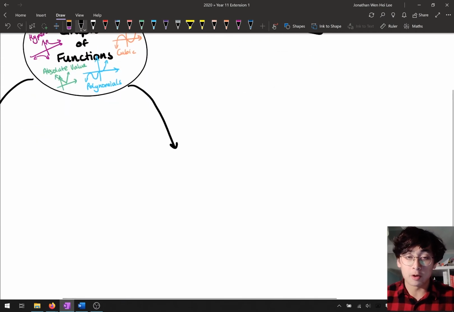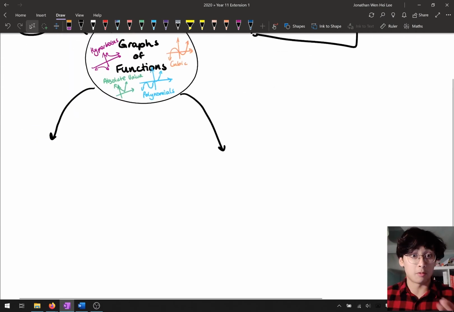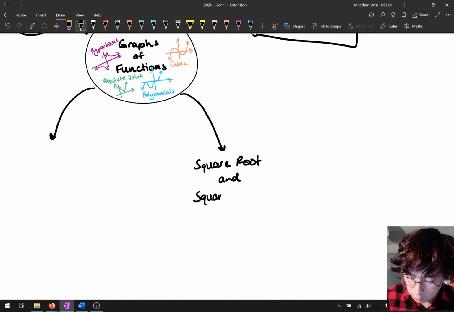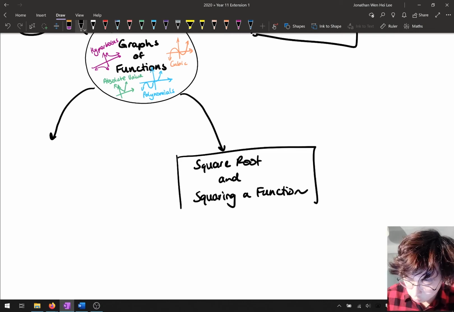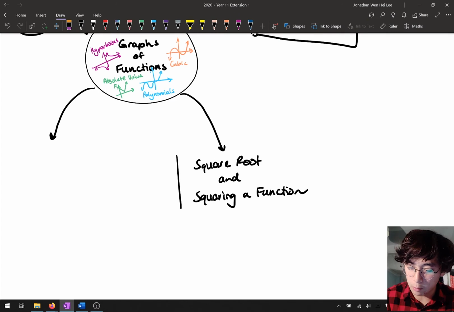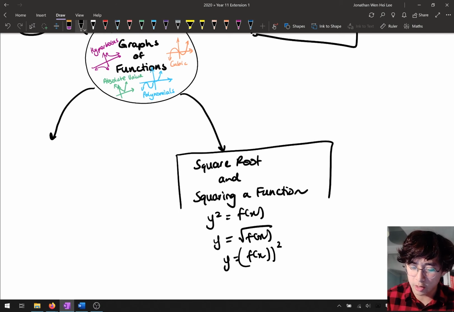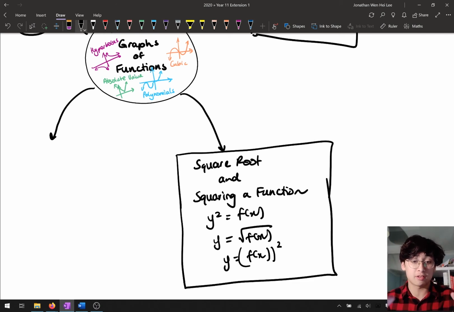The next type, just to give you a bit of an overview, is what happens when we take the square root or square a function. For example, we're going to look at what happens when we go y squared is equal to f of x, or y is equal to the square root of f of x, or what happens when we go f of x squared. We're looking at what this does to our function based on the ones that we've already looked at.